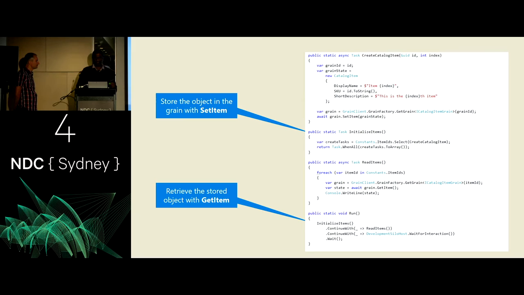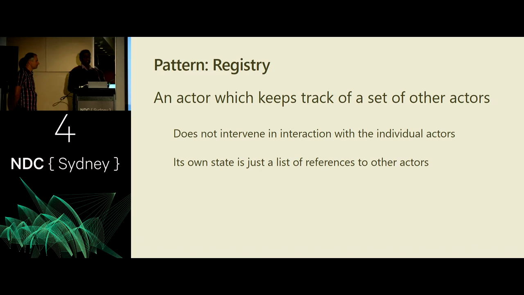So the next pattern is an interesting one. If you think of that as the row of your database table, this would be the table. Here we have a registry, which is just a grain that keeps references to other grains. The grain does not intervene in the conversation with the things that are stored. All it does is keep a group of related grains together.